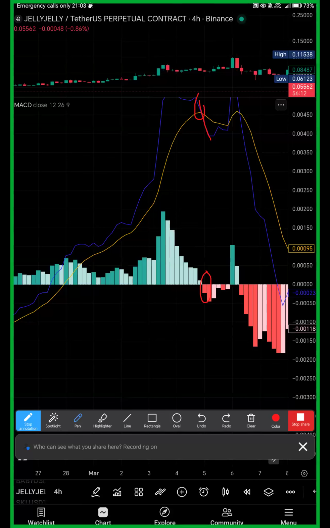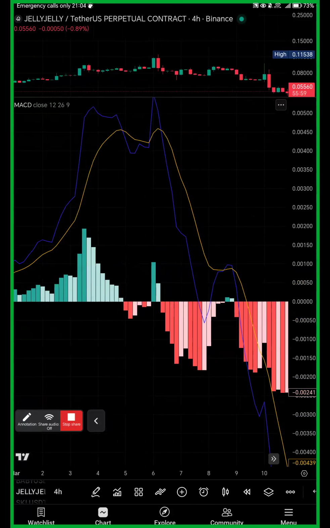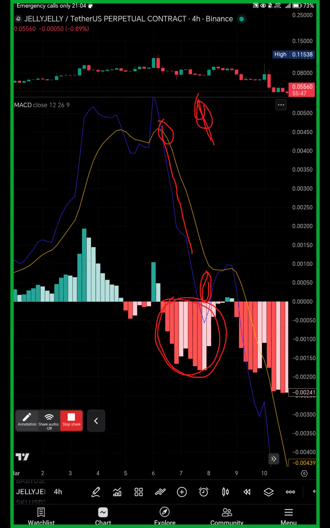So it simply means there was strong selling pressure, because the market went down, and you can see the histograms here are red. For example, let me bring it closer. When this downtrend happened here, can you see what type of histograms are developing? They are red histograms. So when the momentum is reducing, in this case, it's a selling momentum.